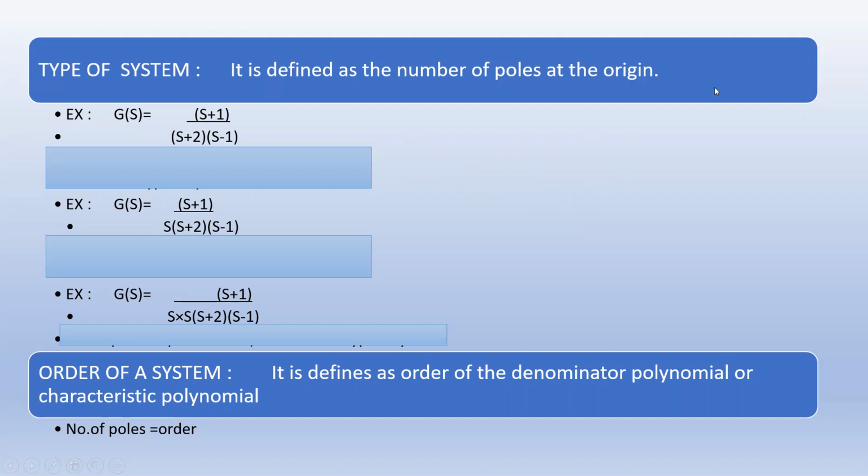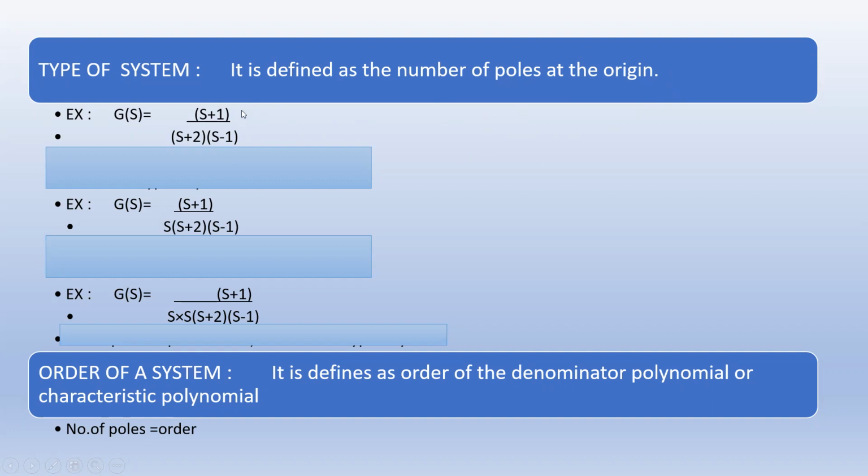So in this tutorial, we are going to learn some theory concepts based on the systems. So let us start our session. We have the type of system. The type is defined as the number of poles at s equal to 0, that is, s at origin. If we have the transfer function polynomial, we can have the numerator polynomial as well as the denominator polynomial.